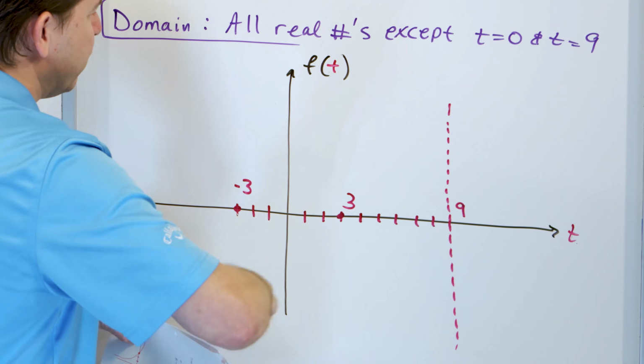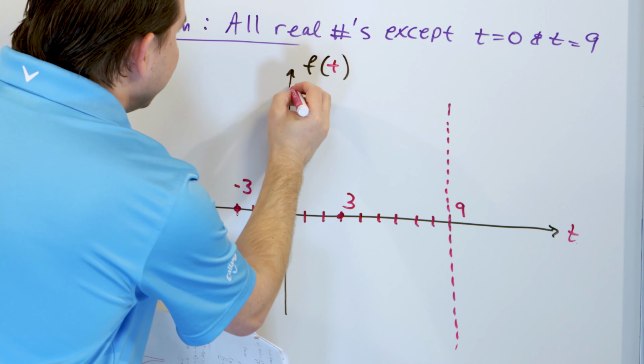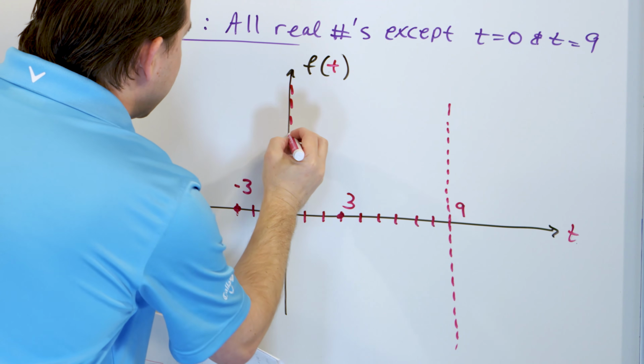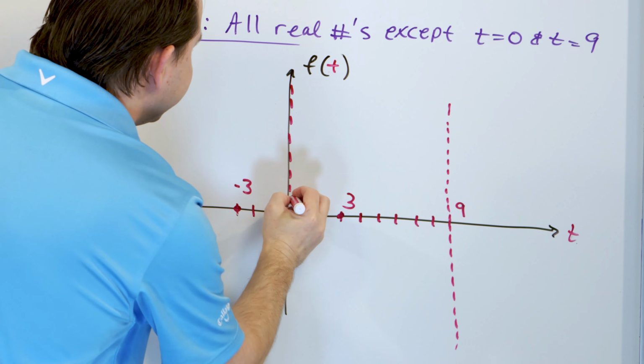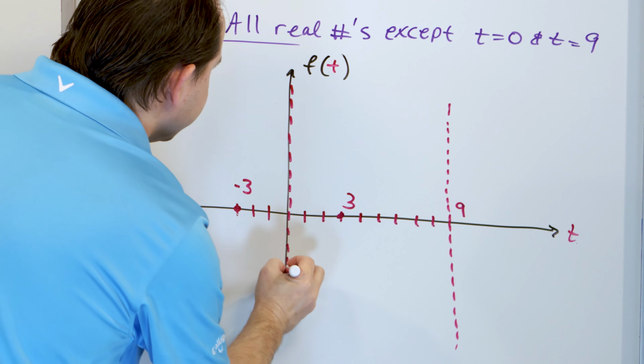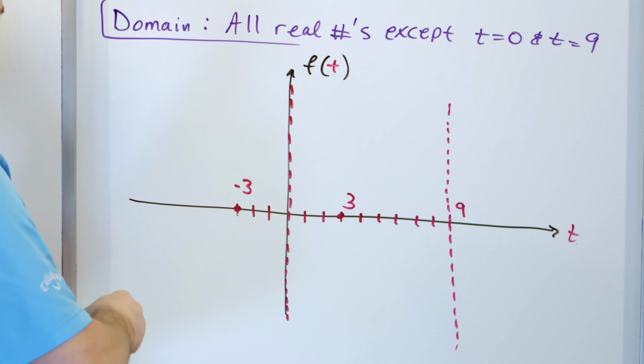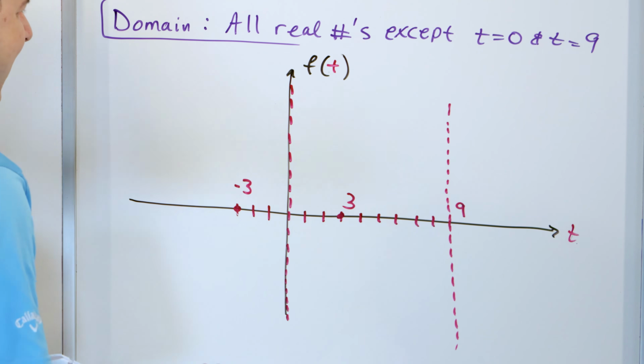Also at t is equal to 0, which means right on top of this. So just to make it clear, I'm just going to put a little dotted line kind of right next to this, but really it's directly on top. This is another vertical asymptote. So here's the million-dollar question. What does this actually look like?